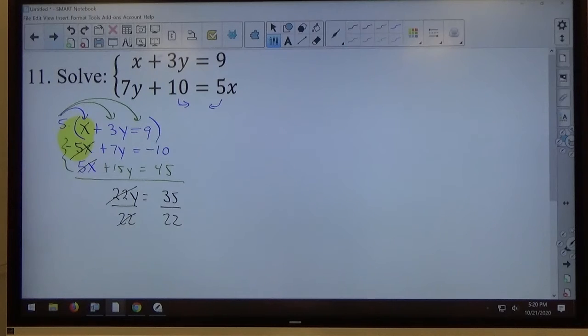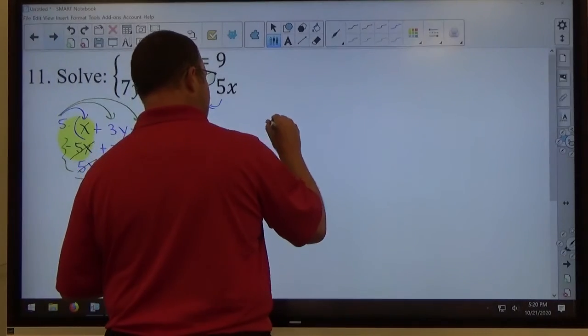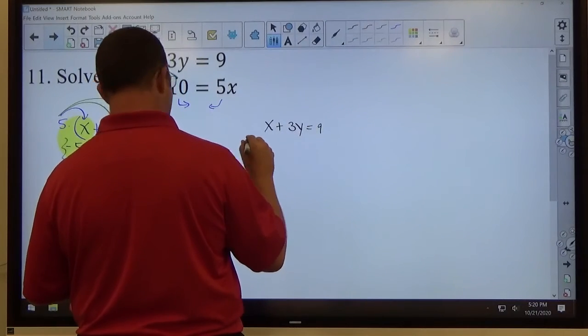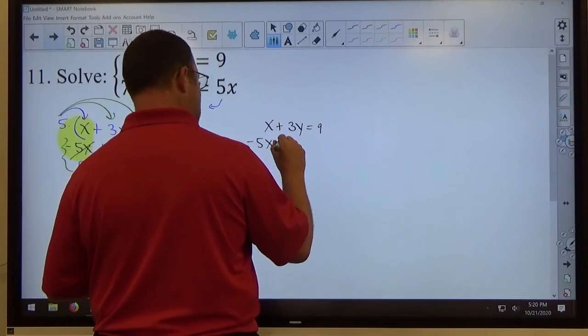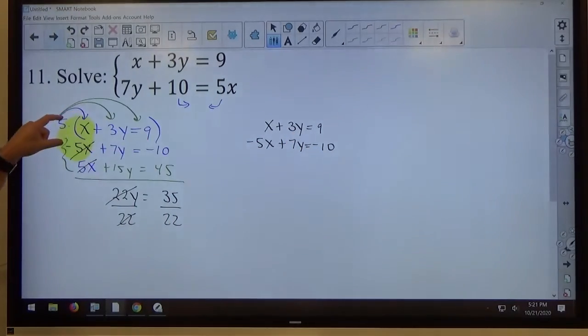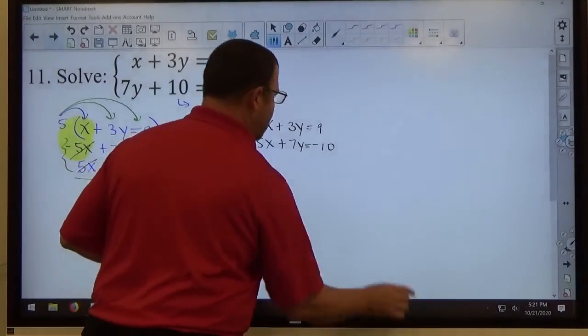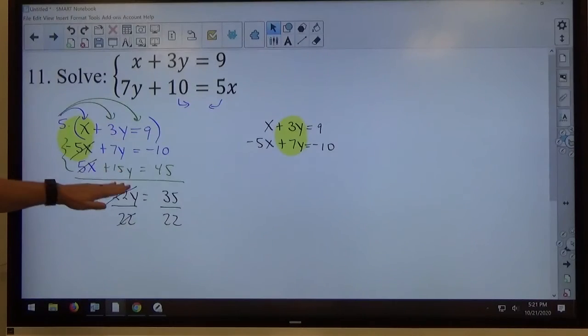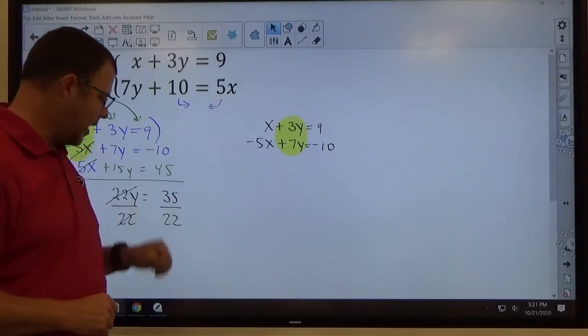So again, as I was going to say on the other problem when I had the wrong answer, this is the right answer, 35/22. So when I get a fraction answer, the best plan is to go back to the original problem, which is x plus 3y equals 9, and negative 5x plus 7y equals negative 10. Go back right where we were to start off with. And now I'm going to eliminate y. I want the y's to be opposites of one another. When I eliminated x, I found y. If I eliminate y, I'll find x.